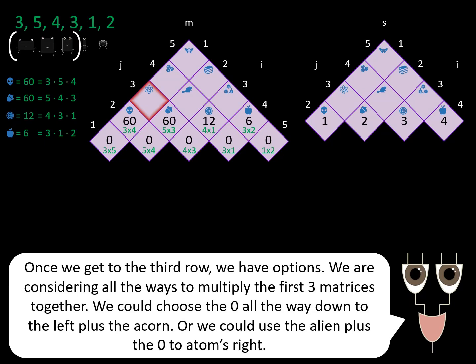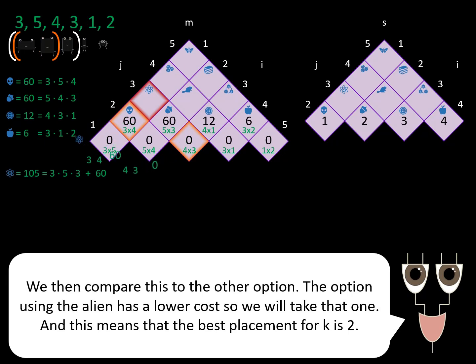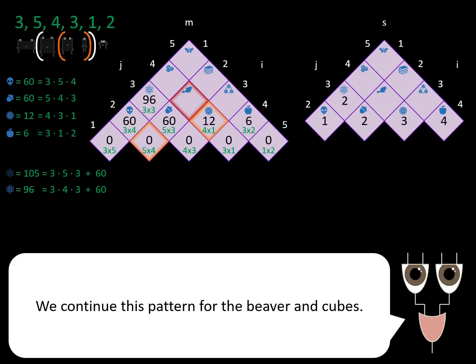Once we get to the third row, we have three options. We're considering all the ways to multiply the first three matrices together. We could choose the 0 all the way down to the left plus the acorn, or we could choose the alien plus the 0 to Adam's right. We then compare this to the other option. The option using the alien has a lower cost, so we will take that one, and this means the best placement for K is 2. We continue this pattern for the beaver and cubes.